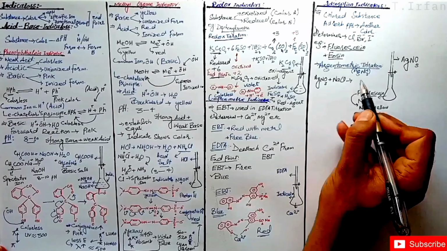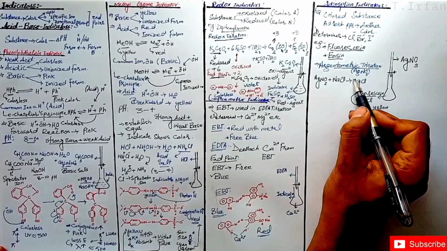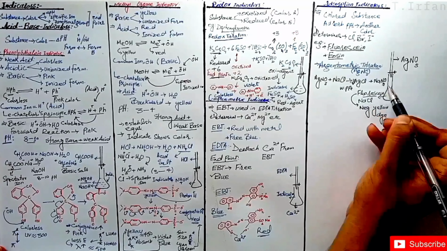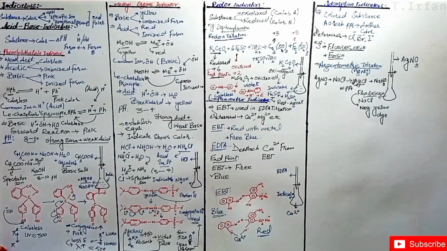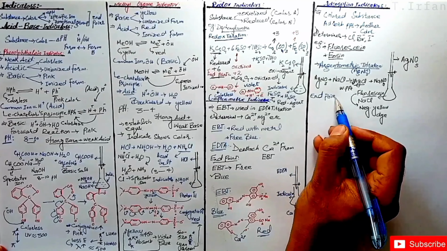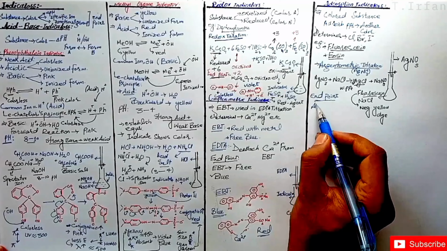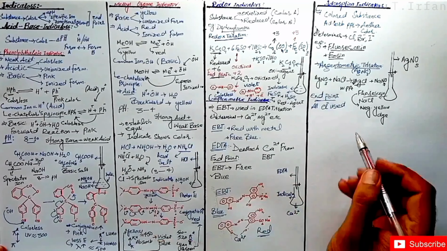When we titrate silver nitrate with chloride ion, this forms silver chloride. Silver chloride forms white precipitate. At equivalence point, all the chloride ions have been used to form silver chloride precipitate. After that, there is no chloride ion in the flask.